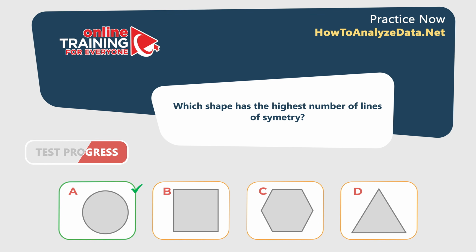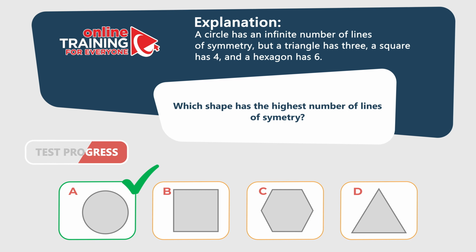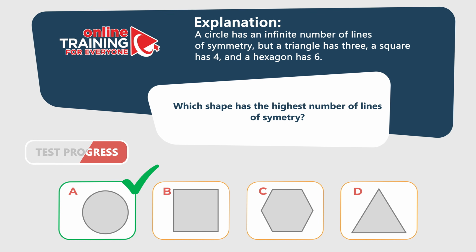The correct answer is choice A. Circle, and here's why. A circle has infinite lines of symmetry, making it the most symmetrical shape, whereas a square has 4 lines of symmetry, a regular hexagon has 6, and an equilateral triangle has 3, which means that the circle surpasses all of these polygons in terms of symmetry.